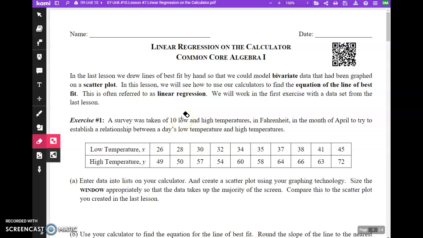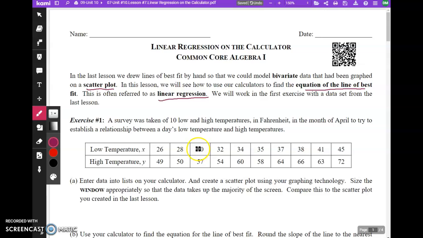This is Algebra 1, Unit 10, Lesson 7 on linear regression on the calculator. So what we're going to be looking at is using bivariate data, which is two variable data, and graphing it on a scatter plot. That's what we're going to be looking at. And we're going to use the calculator to do the scatter plot. And we're also going to use our calculators to find the equation of the line of best fit. This is called linear regression. It's a line that goes through the data that we use to make predictions based on the data.